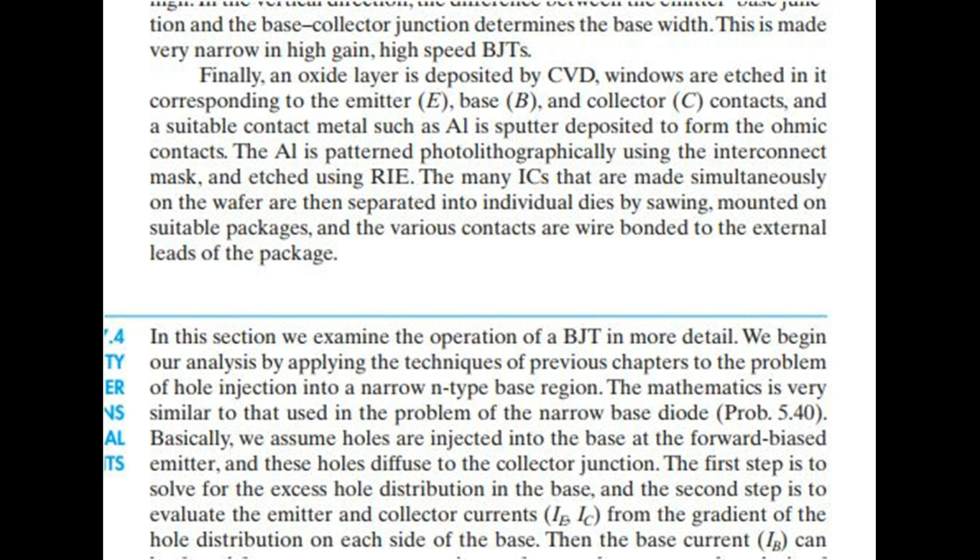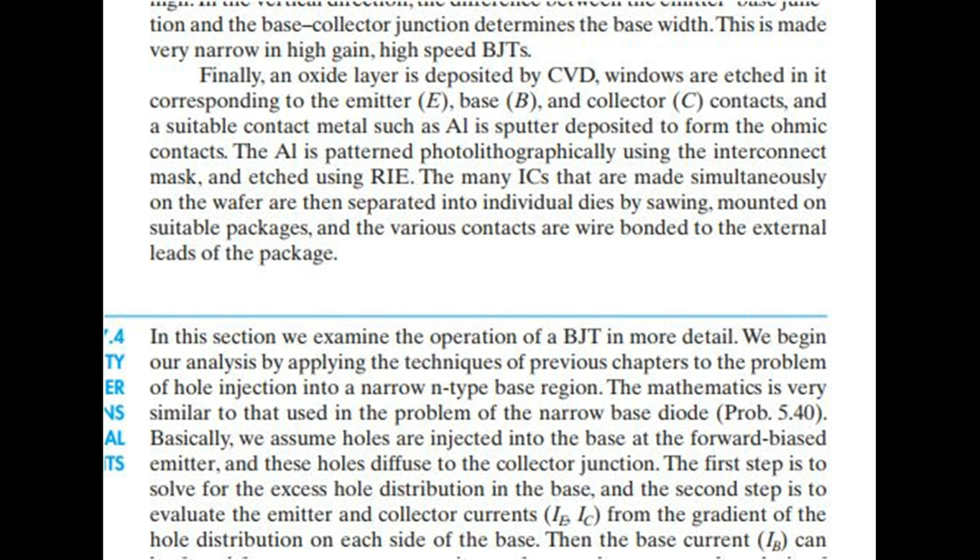Finally, an oxide layer is deposited by CVD. Windows are etched in it corresponding to the emitter, E, base, B, and collector, C, contacts, and a suitable contact metal such as Al is sputter deposited to form the ohmic contacts. The aluminum is patterned photolithographically using the interconnect mask, and etched using reactive ion etching. The many integrated circuits that are made simultaneously on the wafer are then separated into individual dies by sawing, mounted on suitable packages, and the various contacts are wire bonded to the external leads of the package.